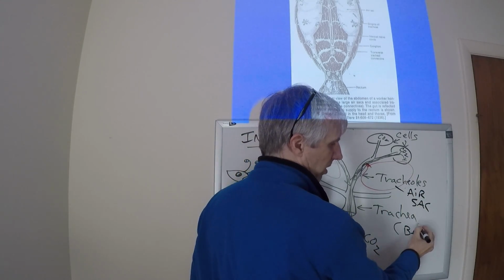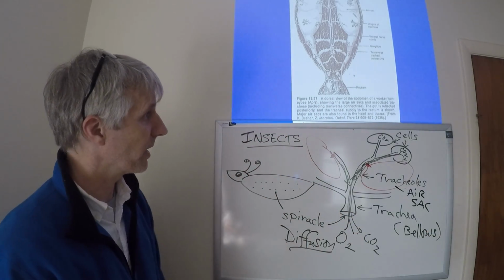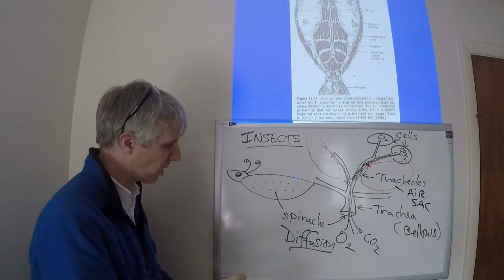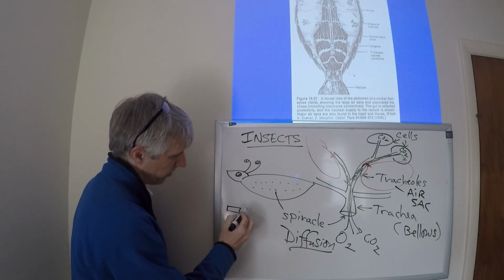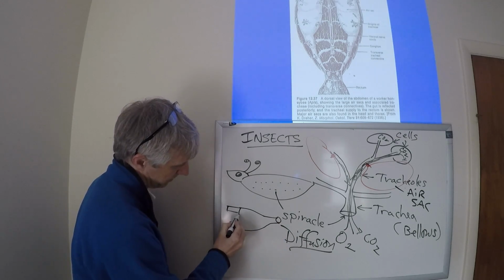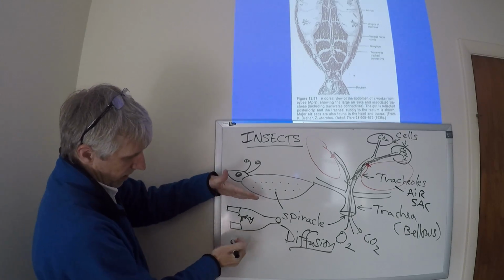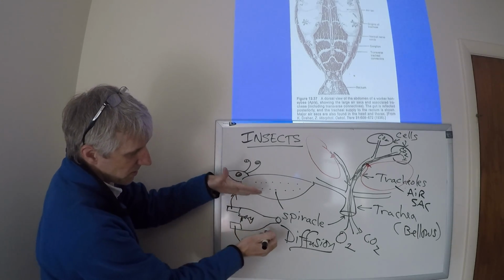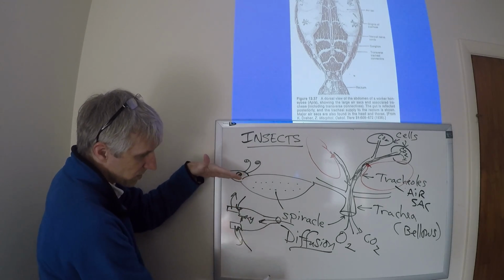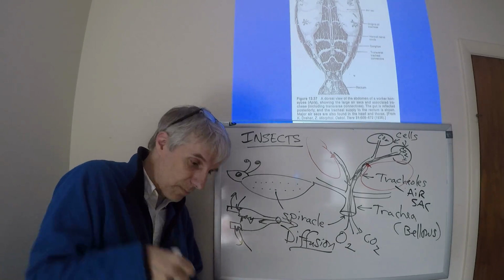Sometimes these are also called bellows. It's not called that in the figure here, but I've seen them referred to as bellows. Bellows like on a fireplace, right? I pull on the handles like this, air gets sucked into the bellows. I push the handles together and air gets forced out through the bellows, right? So this kind of motion.